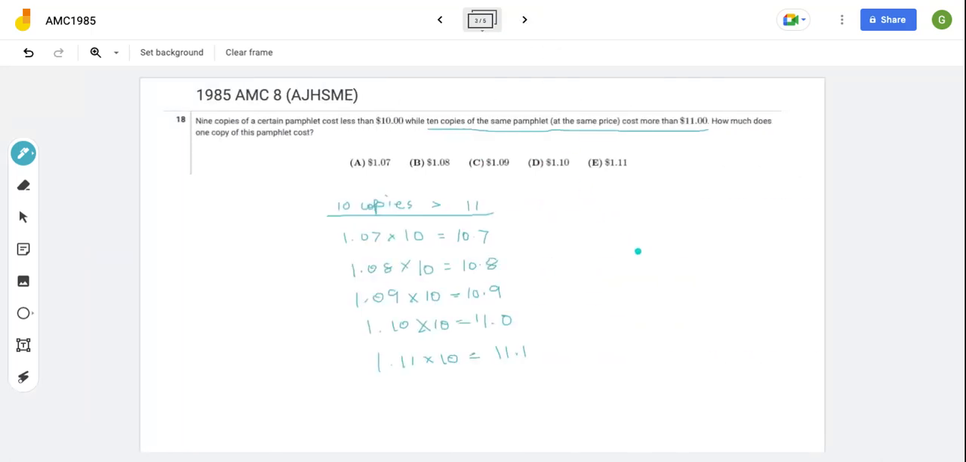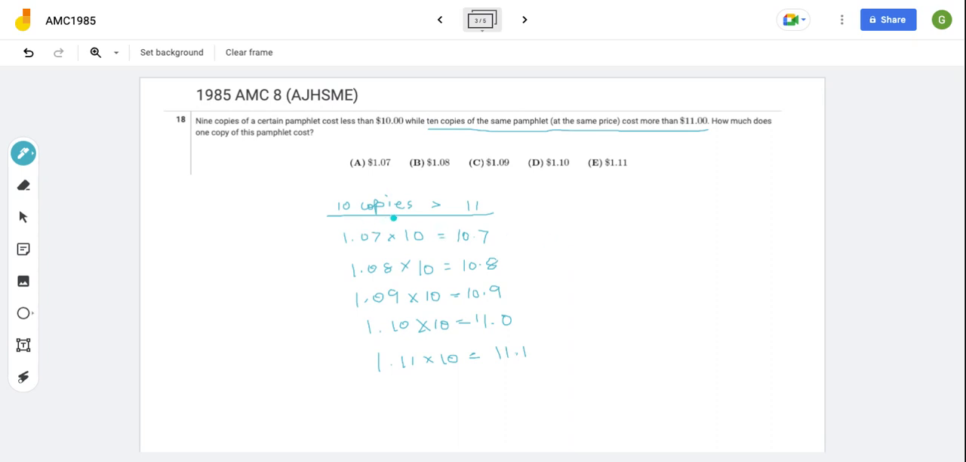Question 18. 9 copies of a certain pamphlet cost less than $10, while 10 copies of the same pamphlet at the same price cost more than 11. Okay, so we have to find the cost of one pamphlet. This is a simple one. You can just use trial and error.